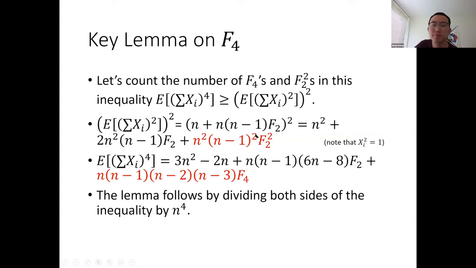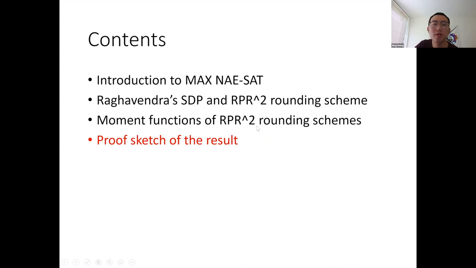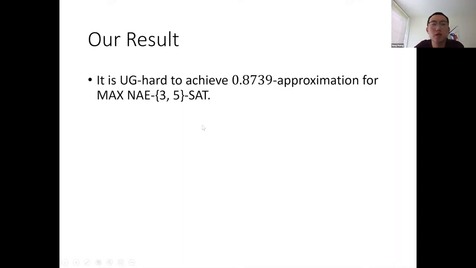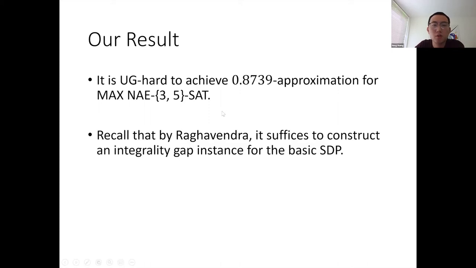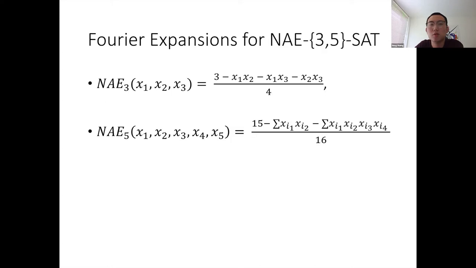Okay, let's move on. So now we're ready to give a proof of our result. It's unique games hard to achieve a 0.8739 approximation for max NAE-{3,5}-SAT. Recall that by Raghavendra, it suffices to construct an integrality gap instance for the basic SDP. So I'll put the Fourier expansions for NAE-3 and NAE-5 here.